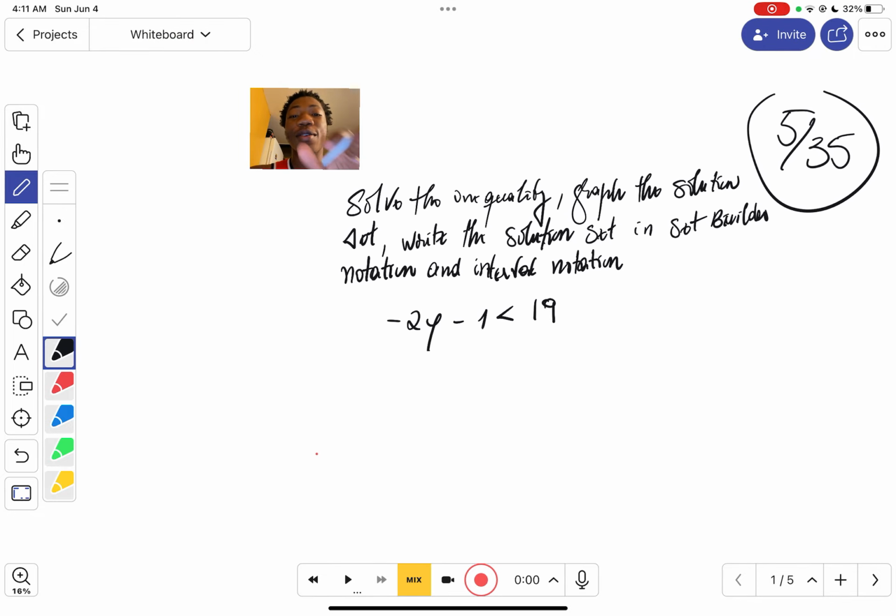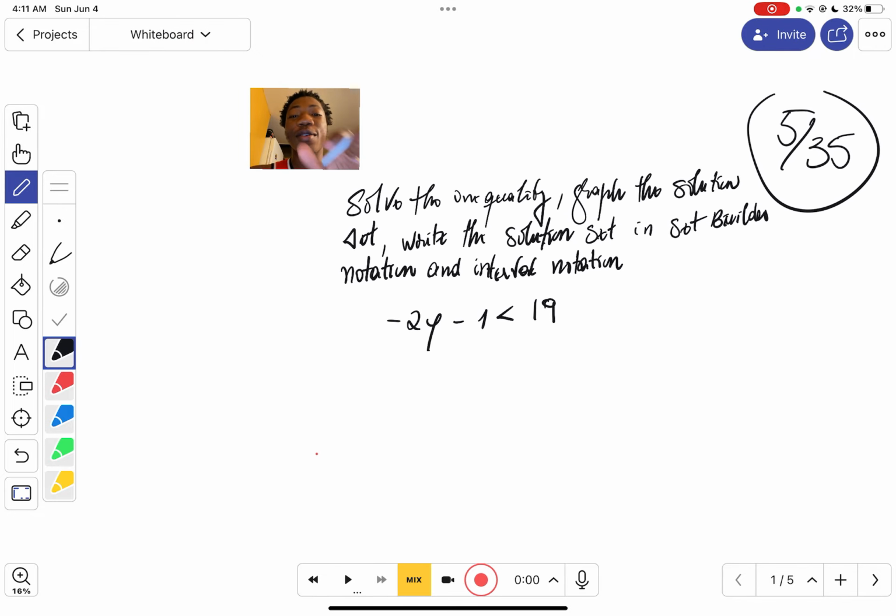So we have on the fifth problem a simple inequality. Right now they ask us to do everything that we did previously in number four, which is first of all solve the inequality, and once you're done solving it, graph the solution set, and write the solution set in set notation and interval notation. That's what they ask us to do in number five. So we're first of all going to start by solving the inequality.